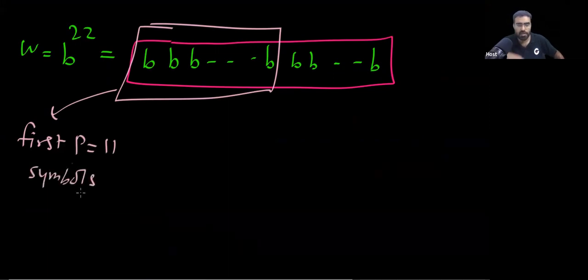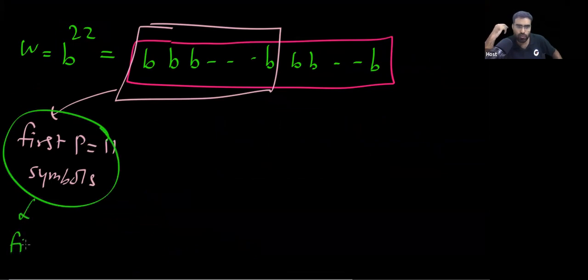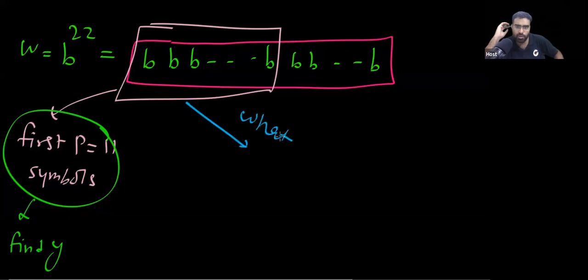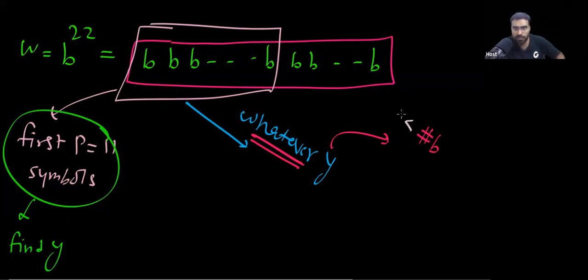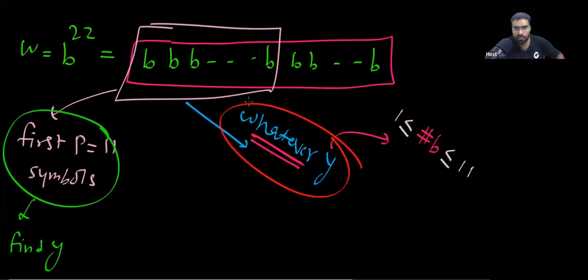Okay. Now you tell me, in these first 11 symbols, you find y. Whatever y you take, how many b's will it have? In this area, whatever y you take, it will have greater than or equal to 1 and less than or equal to 11 b's. Do you agree with me? Whatever y you take, it will have this many b's.